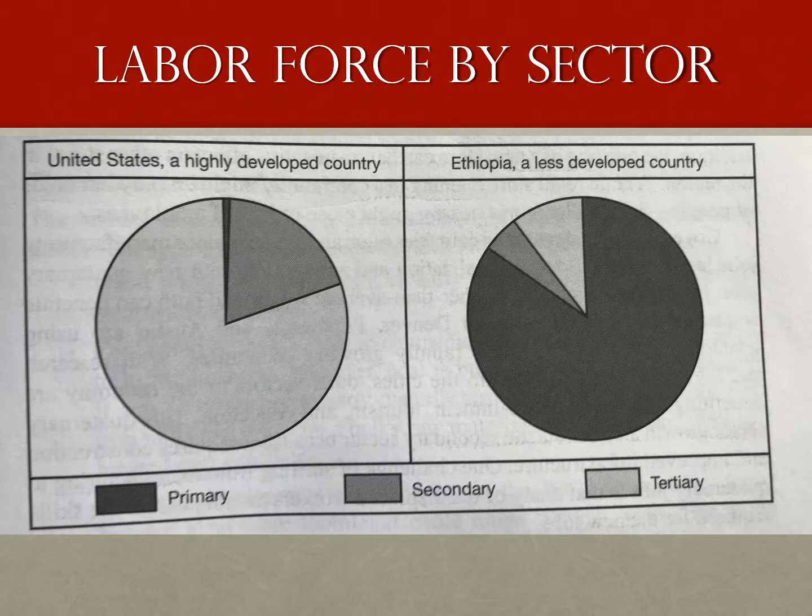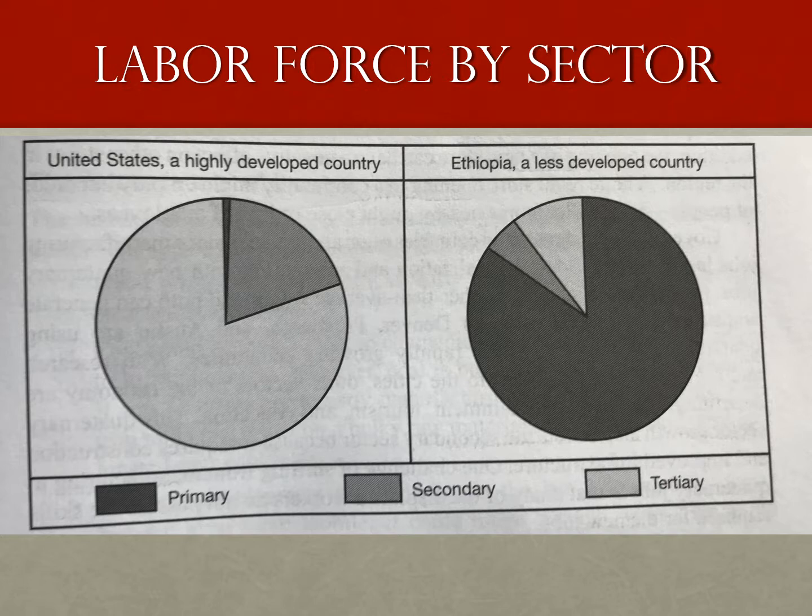Today, in the United States and in other countries that are developed or highly developed, or MDCs, the primary sector employs only about 5% of the labor force, while in a less developed country or in developing countries like Ethiopia, as is seen here, it might be over 70%.